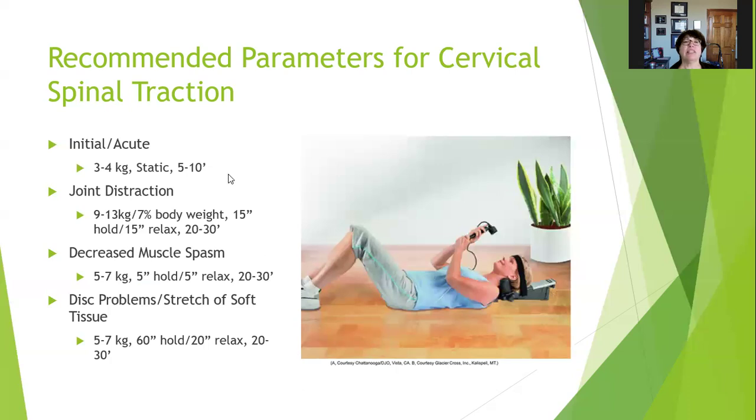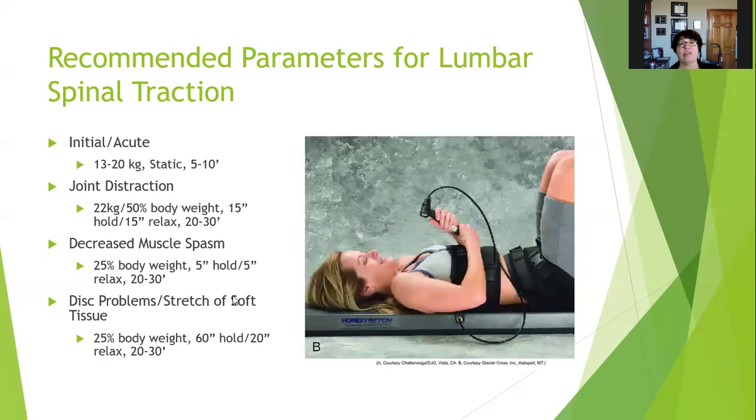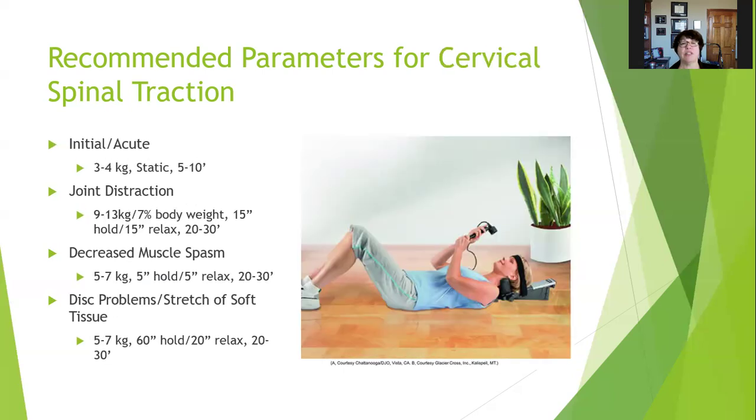For cervical traction, again, you do static for your initial at a pretty low pressure. For joint distraction, you want to go about 7% of body weight, 15 on, 15 off. So the on-off times are the same as for lumbar, just a different amount of pressure. And of course, the cervical vertebrae are much smaller than the lumbar, and you use less pressure, less pull.